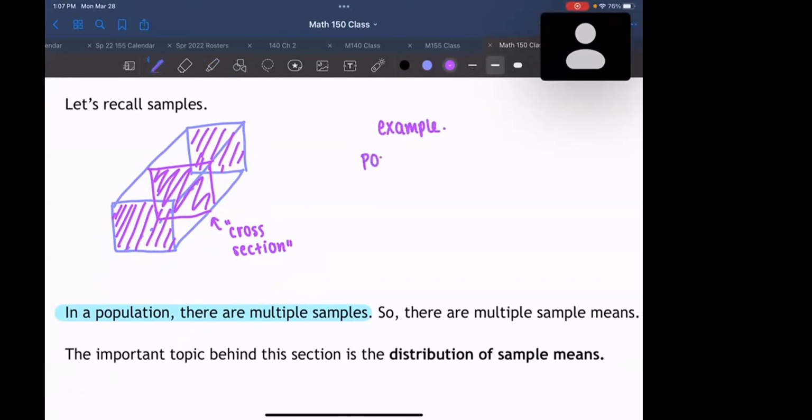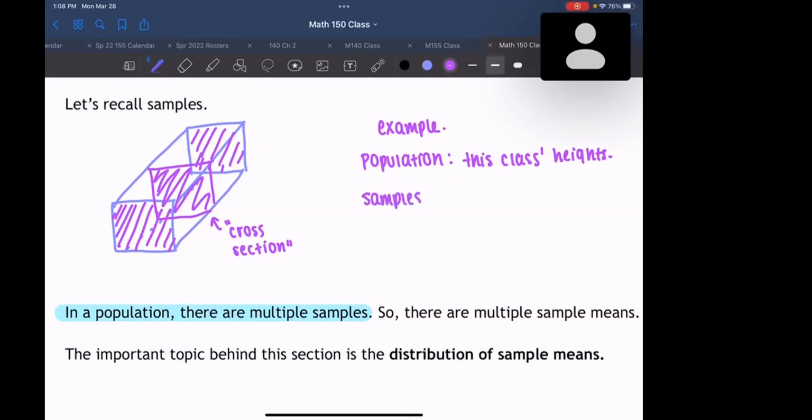Let's just say my population is like this entire class, right? And maybe I was interested in how tall everyone was, right? This class is heights. Okay. There's many different samples I could take out of here, right?